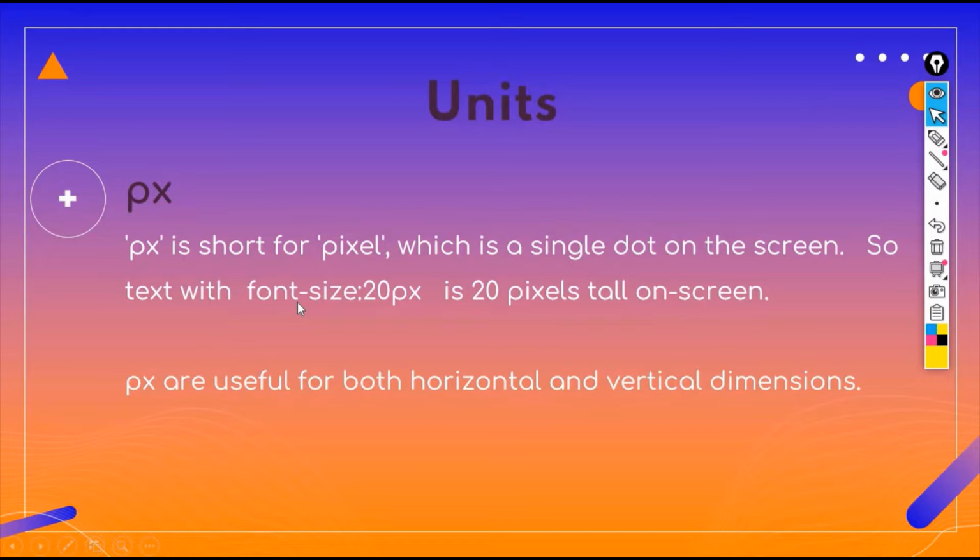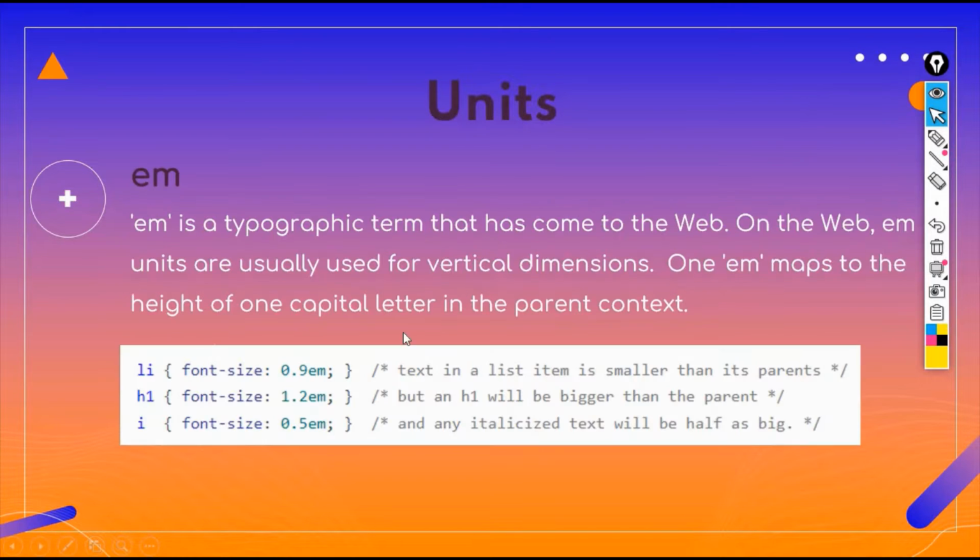So the text with font size 20px is 20 pixels tall on screen. In actuality, due to browser zooming and retina displays and other factors, this may or may not match 20 physical on-screen pixels. So px are useful for both horizontal and vertical dimensions.